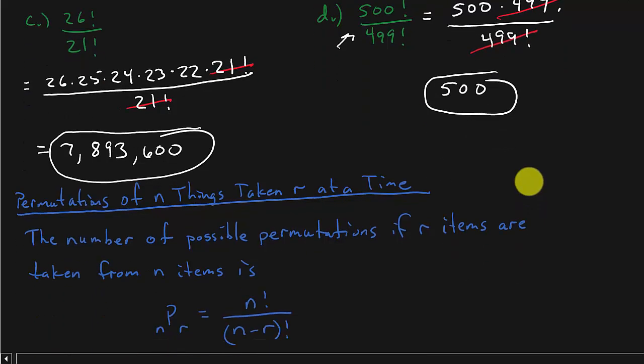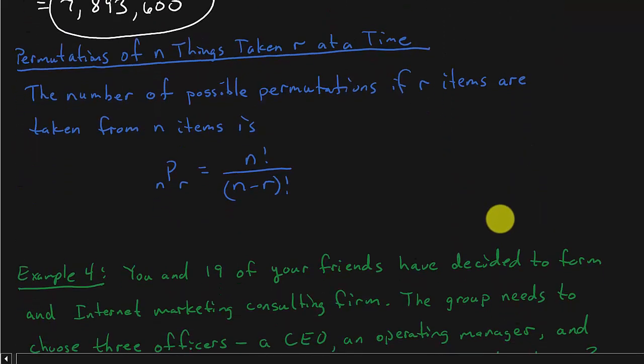All right, now let's look at permutations of n things taken r at a time. The number of possible permutations if r items are taken from n items is, and this is the notation used, nPr equals n factorial divided by n minus r factorial.